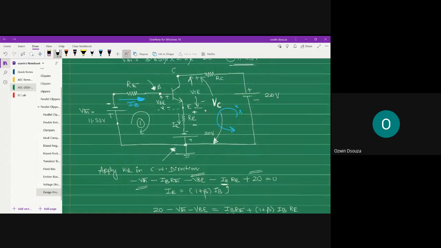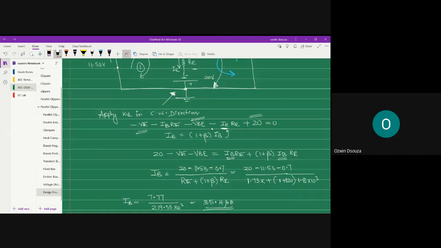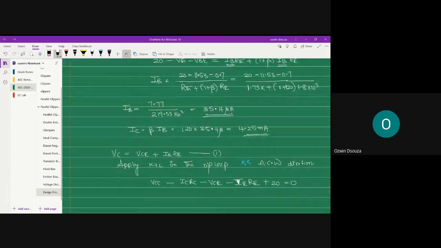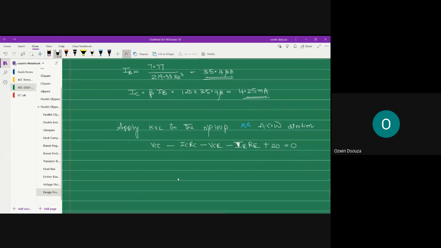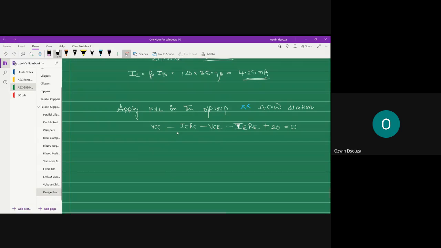Okay, right. This I have missed. So basically VC is collector to ground, right? Collector to ground is equal to collector to emitter plus drop across emitter resistor RE plus this 20 volt cell. So what I will do, I'll just erase this. I'll not claim this as my equation. Let it be. Or you can do something like this.